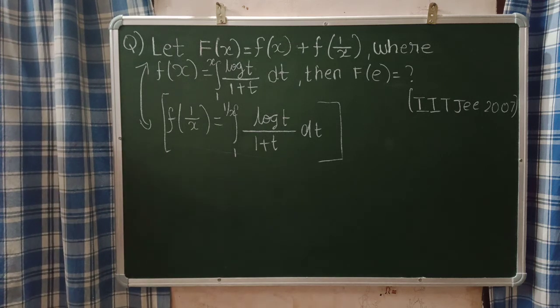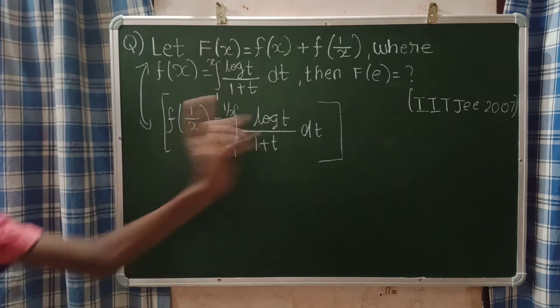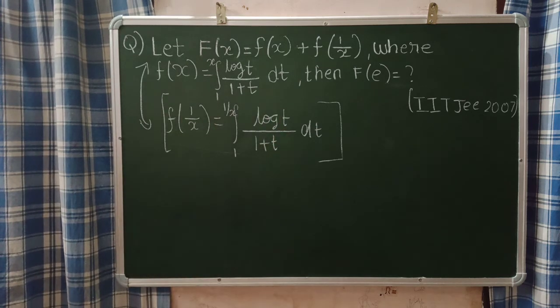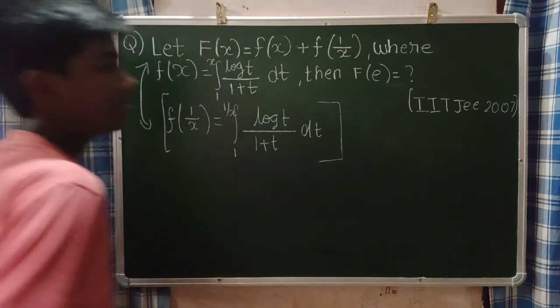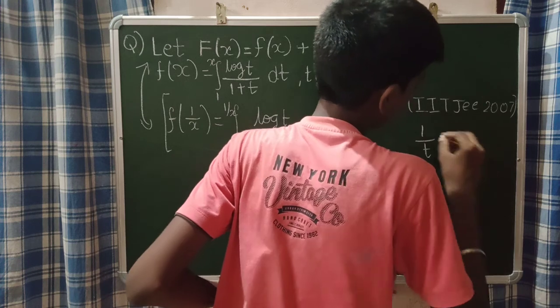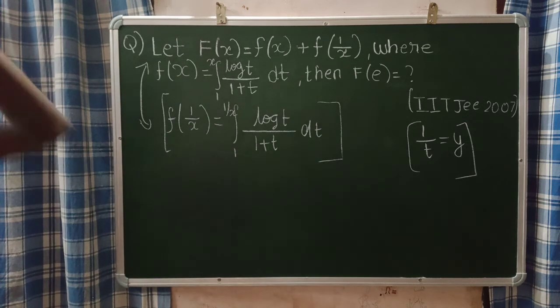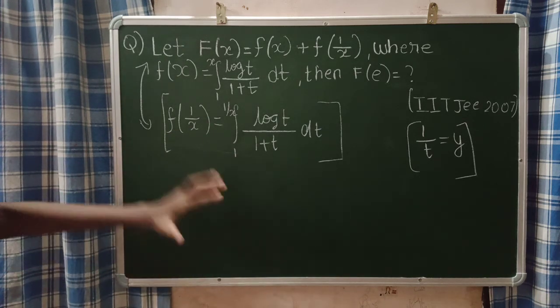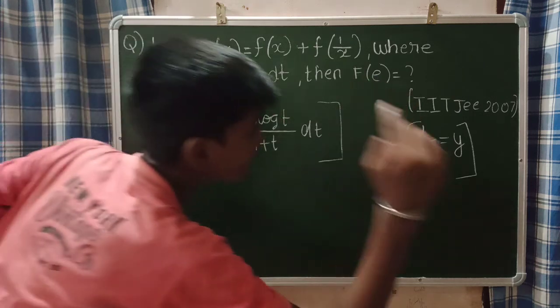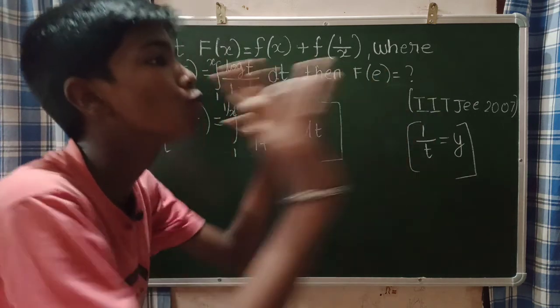What can I substitute? Think well, guys, because it's a very good question. You may think that it is just an IIT JEE 2007 question, but it's one of the toughest questions asked that year. So what can I do is take 1 by t as y. Can't I do that? I can take 1 by t as y so that your limits will be 1 to x. I am substituting for y, so 1 by t is equal to some y.